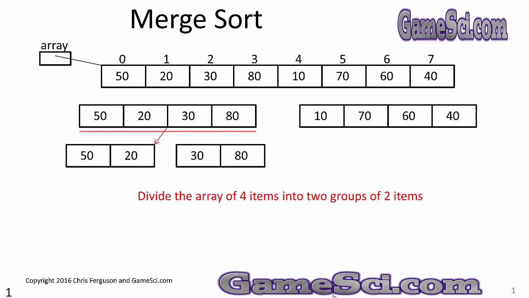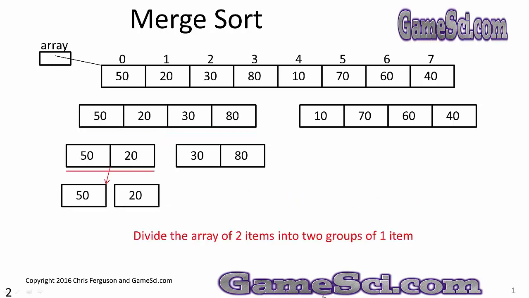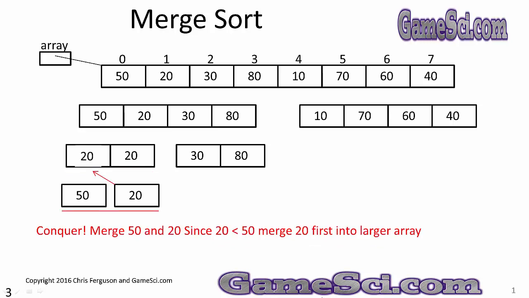How do we solve the 4 pieces on the right? We divide the array of 4 items into 2 groups of 2 items. How are we going to solve the group of 2 items? We're going to divide the array of 2 items into 2 groups of 1 item. When we get into groups of 1 item, there's no way to split one item up. So now's the time to merge. We'll do the conquer phase of our divide and conquer algorithm.